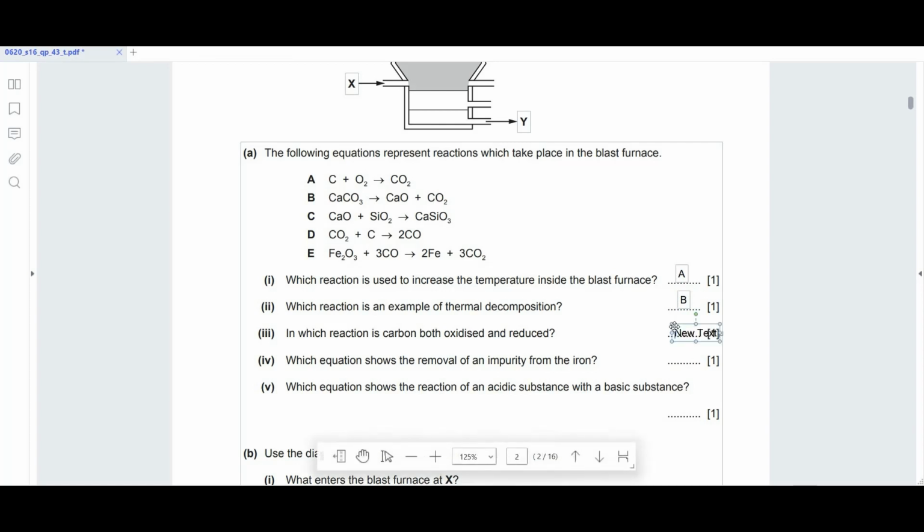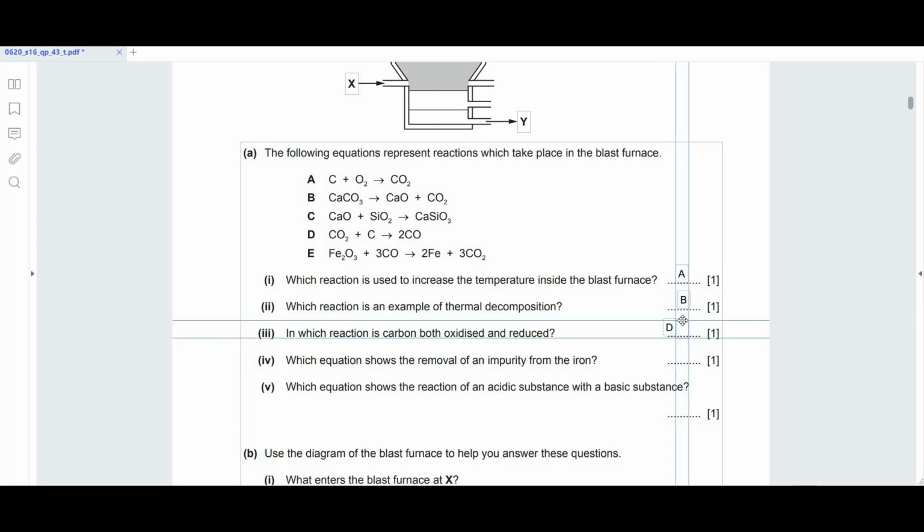So we can say here reaction D. Yeah, reaction D is an example of a redox reaction in which both oxidation and reduction are taking place. Moving on to part 4 of this question, which equation shows a removal of an impurity from the iron?